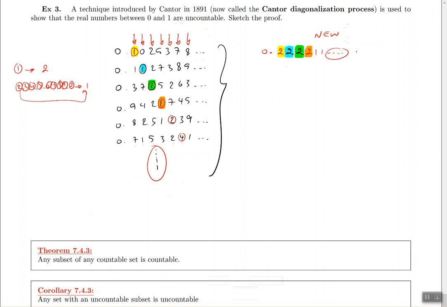I'm able to create a brand new number that wasn't there already, which means that the set of these guys over here is uncountable. So there's a full proof in your book that describes this a little bit more elegantly. I would recommend you read it and just know it. You're not responsible to make the proof yourself. You just need to know and understand what the proof does and how it works.